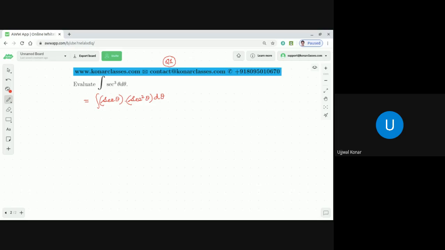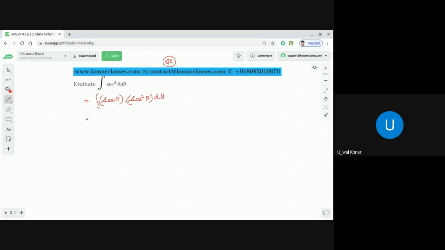You may think, sir, what leads you to think like this? It's just a trial and error method. After that, let's see, out of these two, which one is directly integrable? Or the other way, which one of these is not directly integrable? We see that sec theta is not directly integrable, correct or not? As sec theta is not directly integrable, we should take this as the first function, correct or not, dear students?